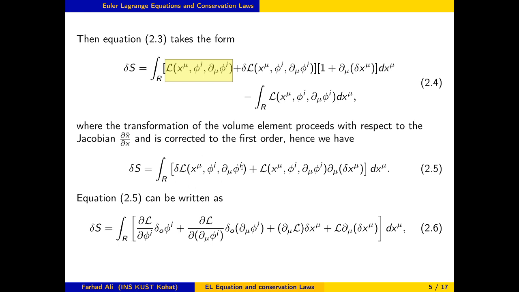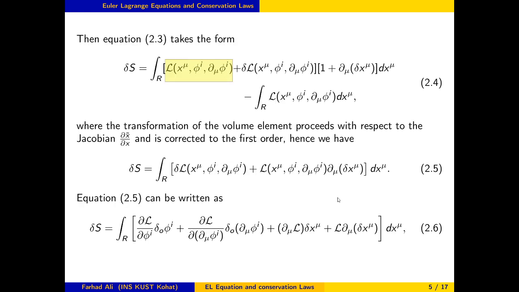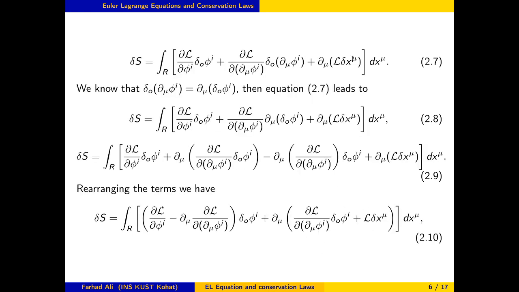Now this is the variation in the Lagrangian. The variation in the Lagrangian occurs due to the variables x, phi and the derivative of phi. So this is the variation in the Lagrangian due to phi, this is the variation due to the derivative of phi, and this is the variation due to the independent variable x, and this last term is the same as this one. Now you see these two terms can be put in one, the derivative of the product of L and delta x. So this is the same equation 2.6, but we put two terms in one.